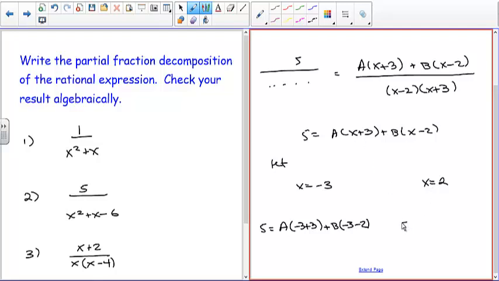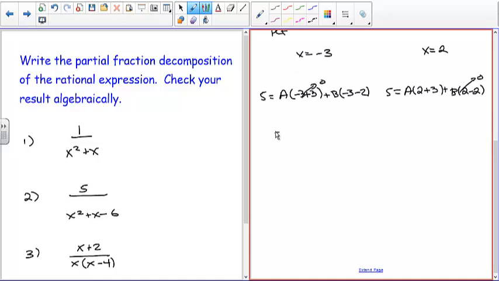Over here we have 5 is equal to a times 2 plus 3 plus b times 2 minus 2. Okay, so this one goes to 0 over here. This one goes to 0 over there. So we got 5 is equal to negative 5b. And here we have 5 is equal to 5a. So we get b is negative 1. A is equal to positive 1.